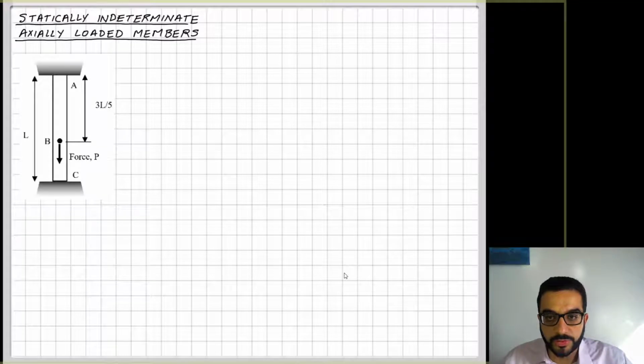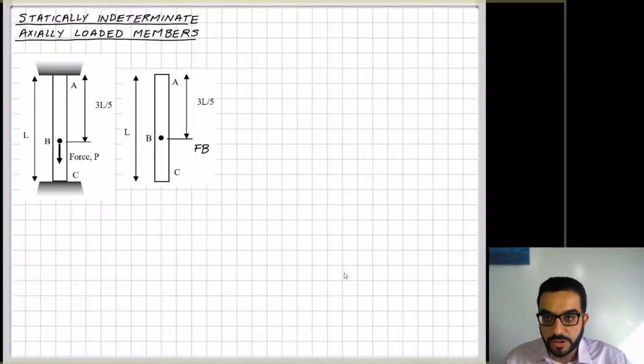So we have here this member that's fixed at A and C and loaded somewhere along its length at point B with force P. If we try to solve for the reactions of this member, I will have to draw the free body diagram. Of course, fixation at A and C will have 3 reactions in 2D problems, but because there is no transverse load, I will ignore the moment reaction and also the horizontal reaction at the fixed supports at A and C.